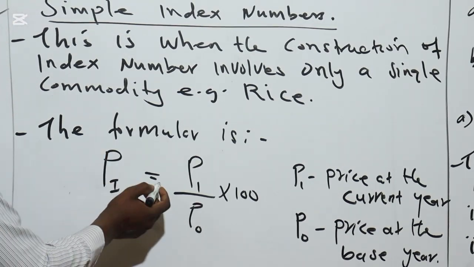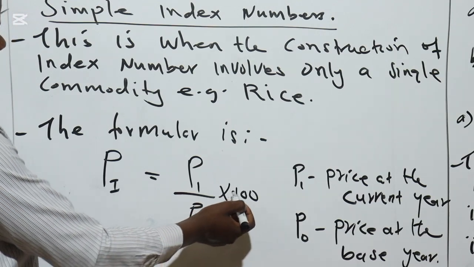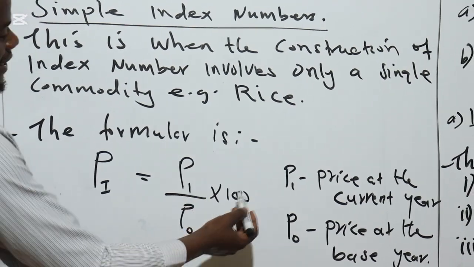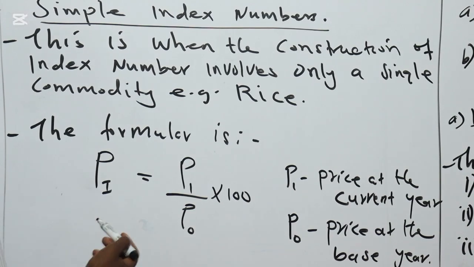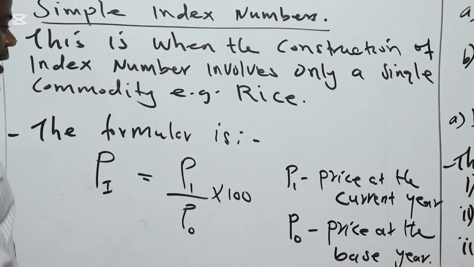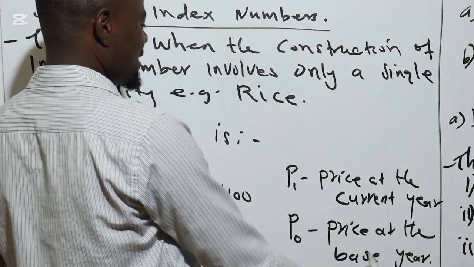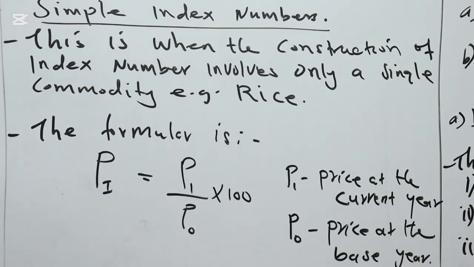Price index is equal to P1 over P0 times 100, where P1 means what? The price at the current year. What is the price of the rice now at 2025? And P0 is the price at the base year. What is the price of that rice? Maybe you've taken 2020 to be your base year.